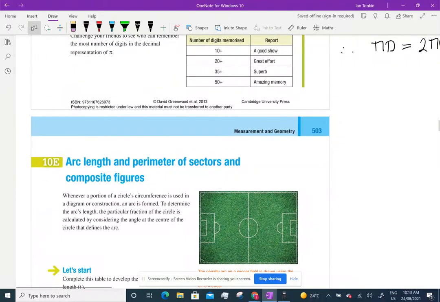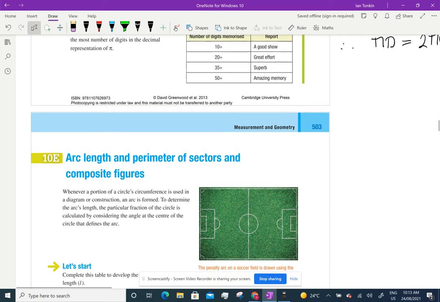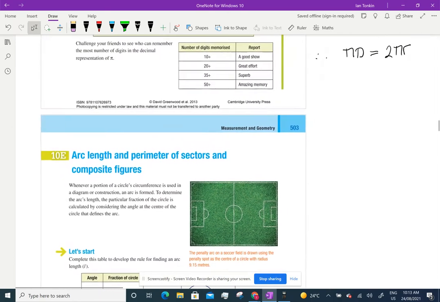Okay, Year 7, I'm going to move on with the next part of our work, which is the arc length and perimeter of sectors and composite figures. So it sounds really complicated, but it's not. Some of these shapes are going to look very imposing, but they're not. You just need to break it down.